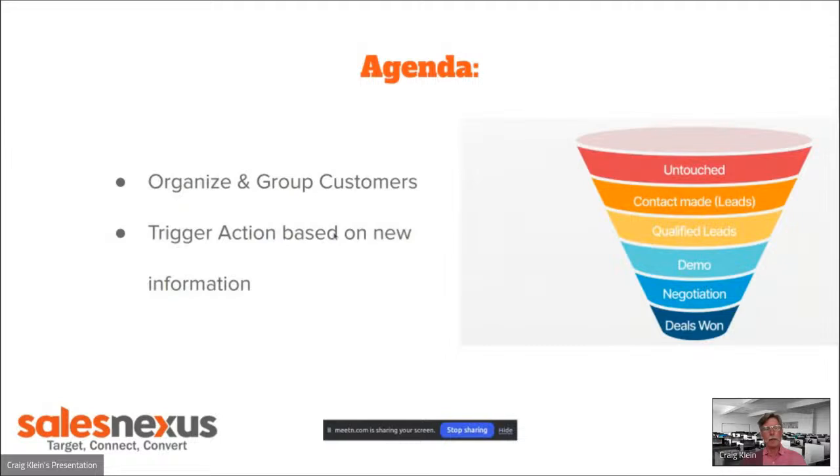The way we get you there, and this is what we're going to focus on today, is we're going to help you organize the customers and group them together in ways that make sense for you, and then trigger action based on new information coming into the CRM. So, you can see over here just a generic funnel graphic, right? As I move from the qualified lead to now I've scheduled a demo, we're at the negotiation stage, or whatever those steps are in your world, automatically trigger the right follow-ups and the right email messages and text messages and whatever else needs to happen. So that's kind of the goal.